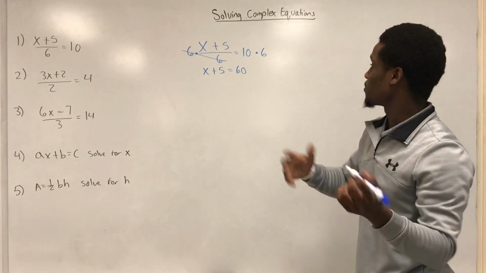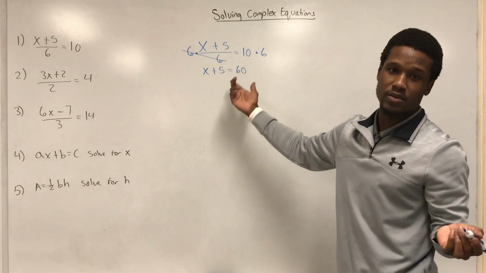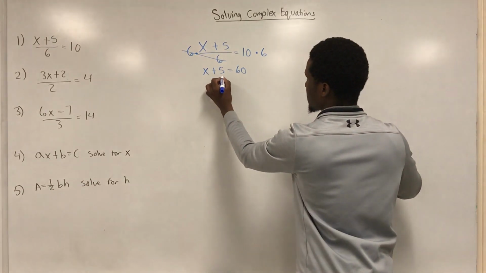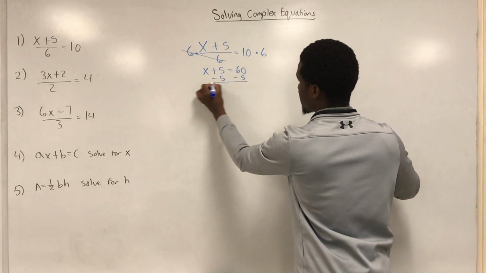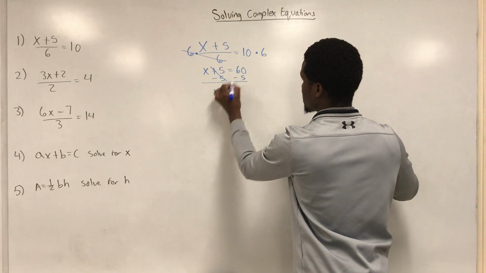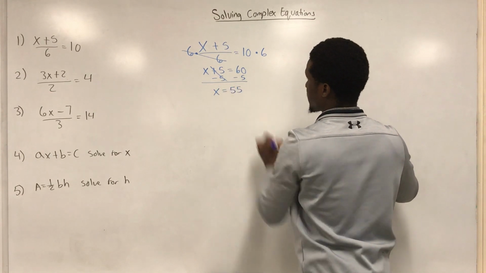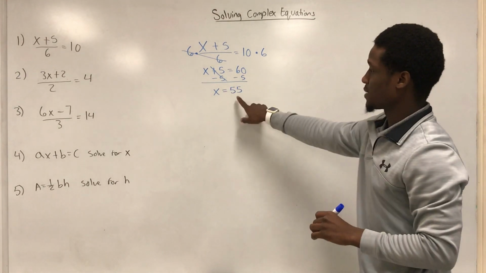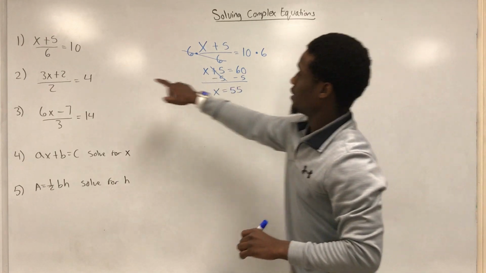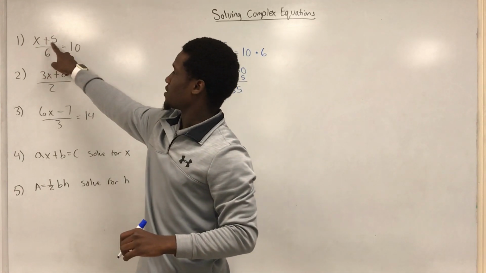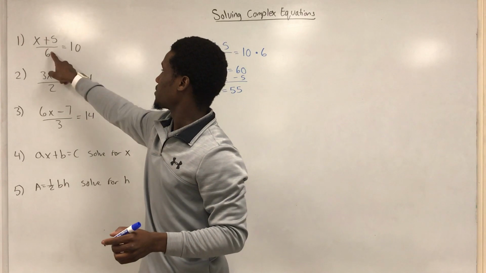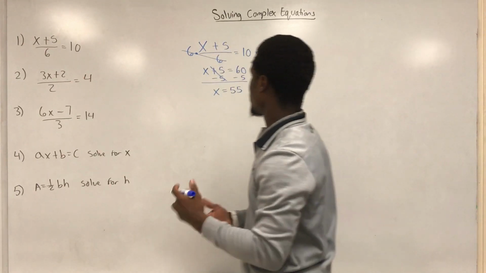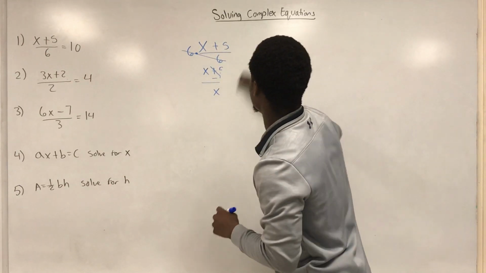Okay? Now from just doing that one step, this problem is easy now, all right? We just have to minus 5 here, minus 5 here. So then x is going to be equal to 55. All right, let's plug in and see if that makes sense. 55 plus 5 is going to be equal to 60. 60 divided by 6 is equal to 10. So when we plug in, we see that we have the same answer.